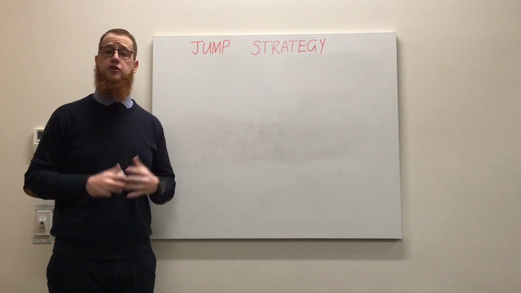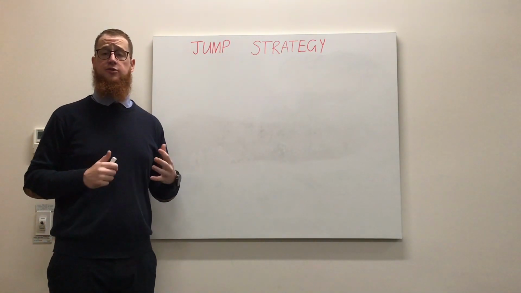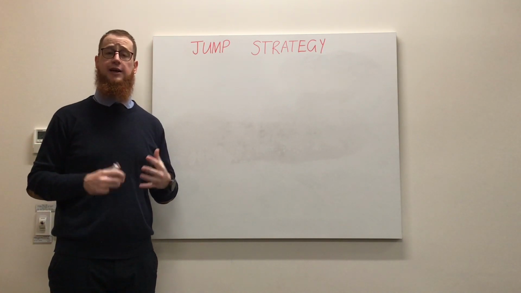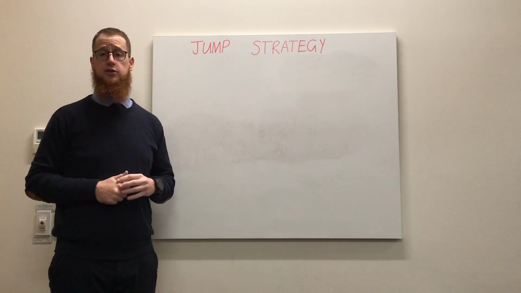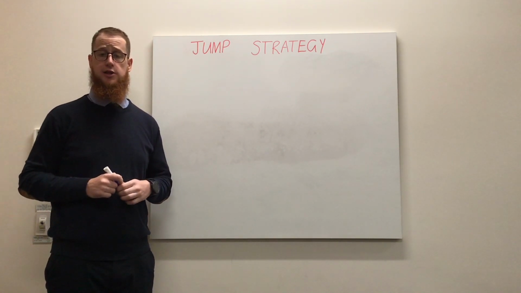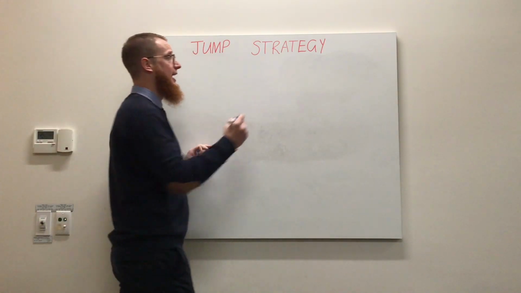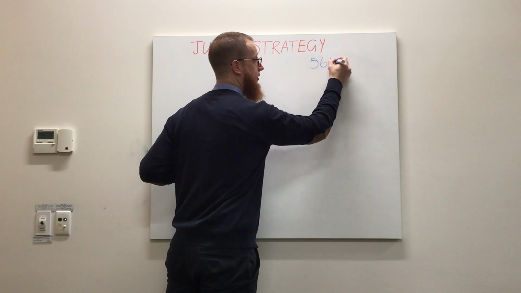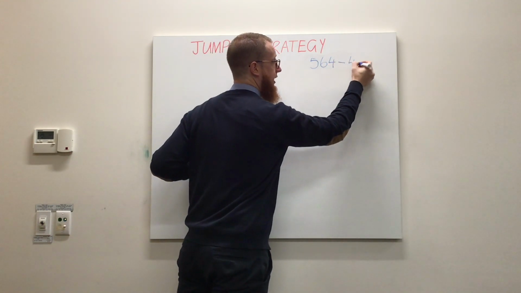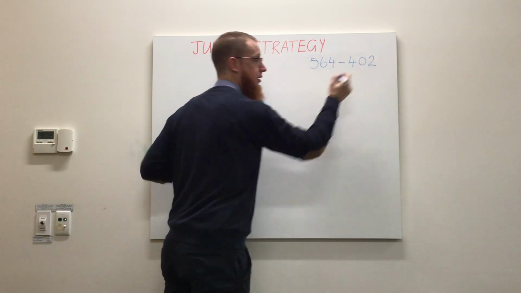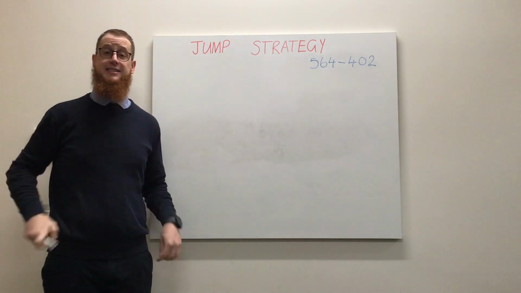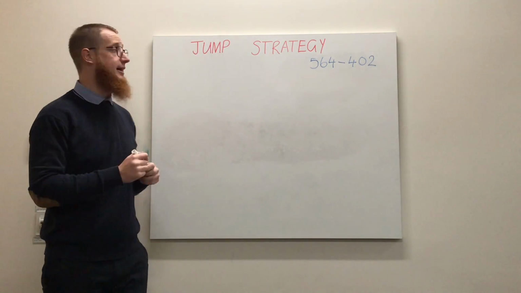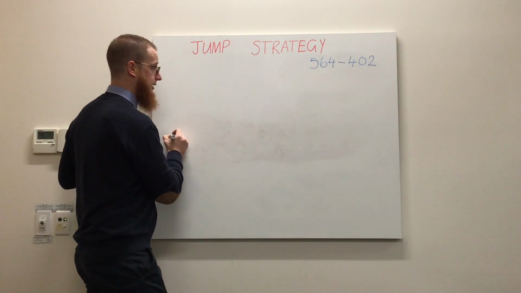The strategy for solving larger subtraction equations using jump strategy is the same as when we solve smaller subtraction equations using jump strategy. Let's take this as an example. 564 minus 402. Now, once again, we need to start with our larger number and then take away our smaller. So let's get right to it.